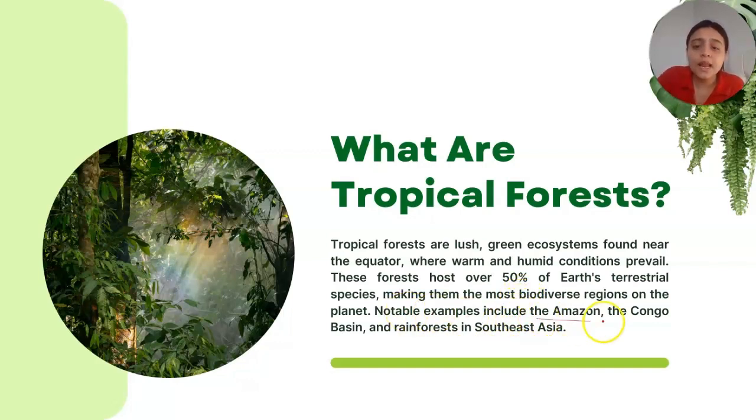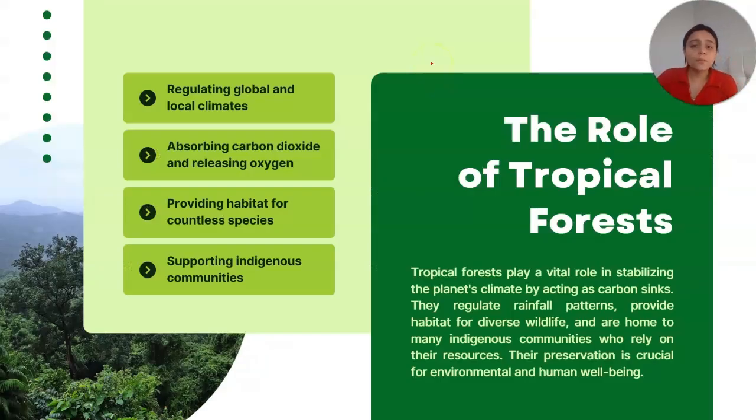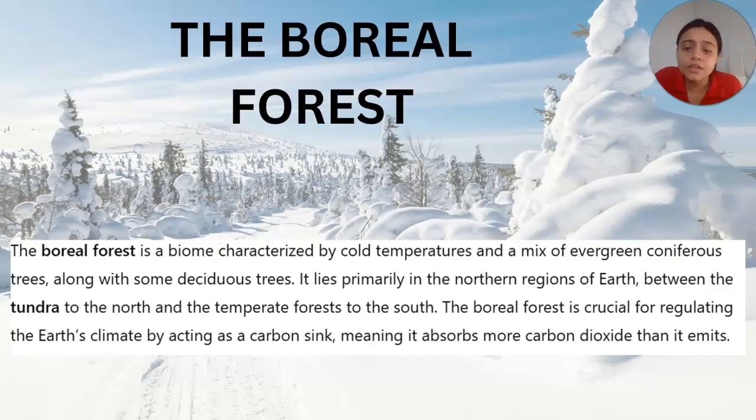Examples are the Amazon, the Congo Basin, and the rainforests in Southeast Asia. These are lush green because heavy rainfall occurs in tropical forests. The role of tropical forests: they help in regulating the global and local climate, absorbing carbon dioxide, releasing oxygen, providing habitat for countless species, and supporting indigenous communities. All right, so this is the role of the tropical forest.